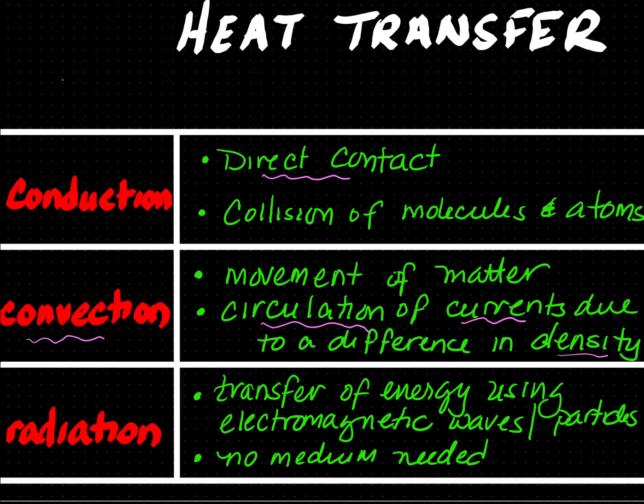Conduction and convection need a medium in order to transfer heat. Medium is another word for particles must be present. Radiation is a transfer of energy using electromagnetic waves. That is like radio waves, microwaves, light waves, X-rays. Radiation, unlike the other two, does not need a medium. An example of this is the sun heating the earth. Sunlight travels through space, in which, in general, there are no particles.